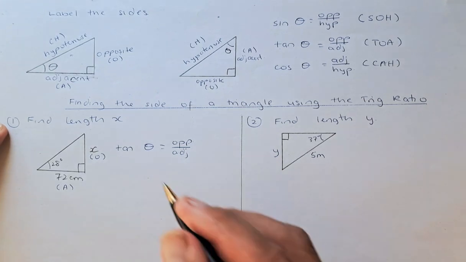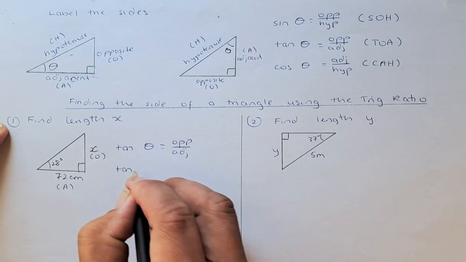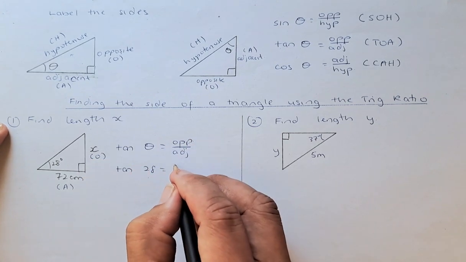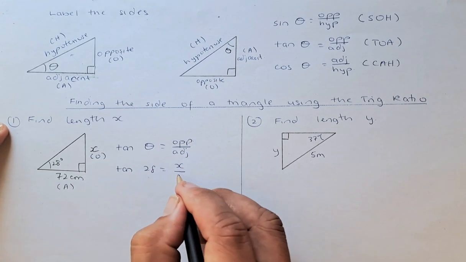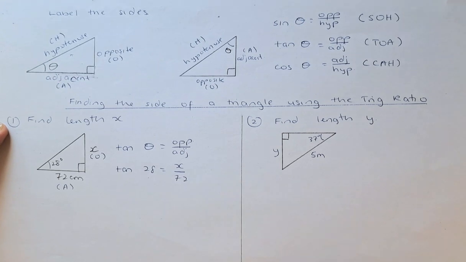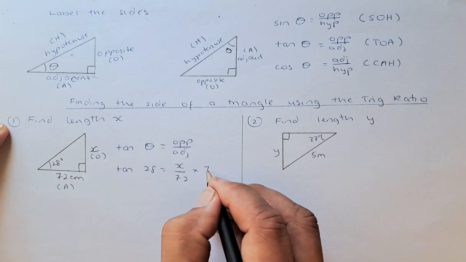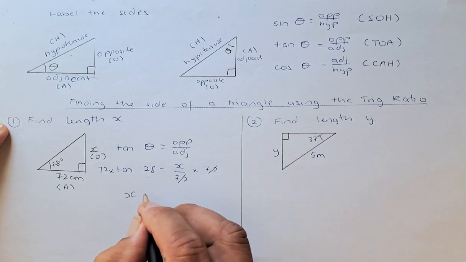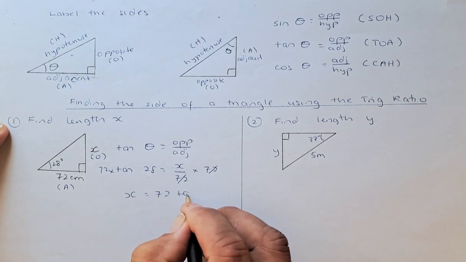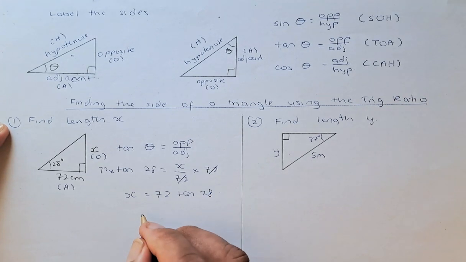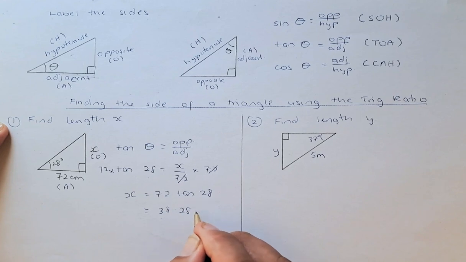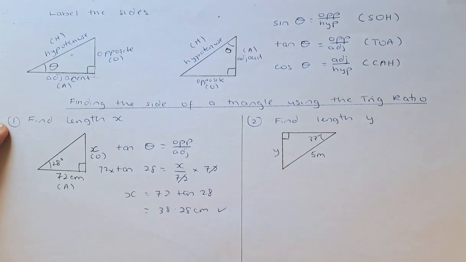Now theta is the angle, so you put tangent 28 equals opposite, which is x, over adjacent, which is 72. To solve for x, you multiply 72 on both sides, and the 72 will cancel out, so x equals 72 tangent 28. Put it in your calculator, and the answer is 38.28 centimeters. That is how you solve for the length x.